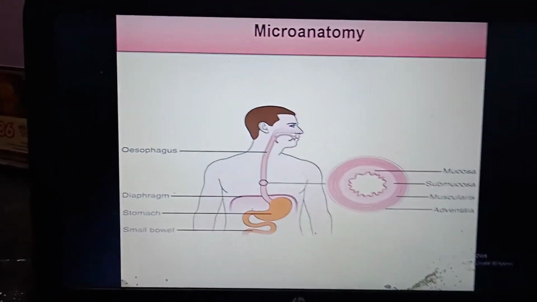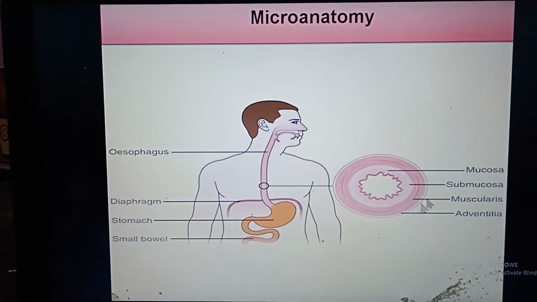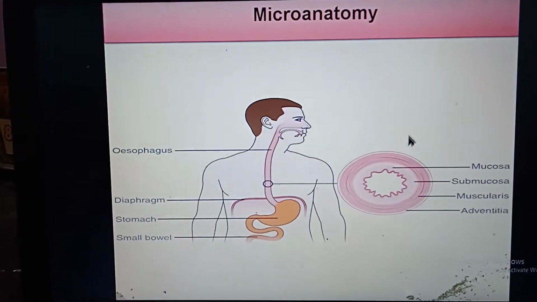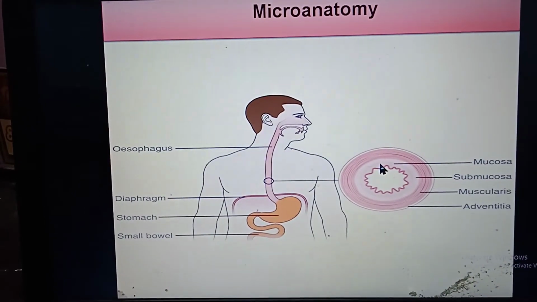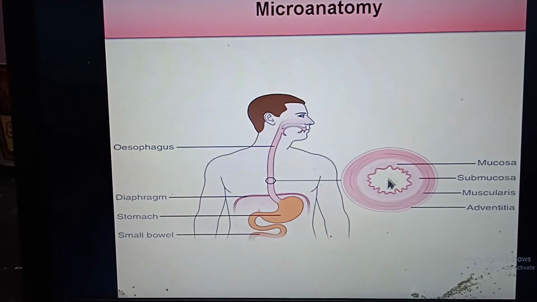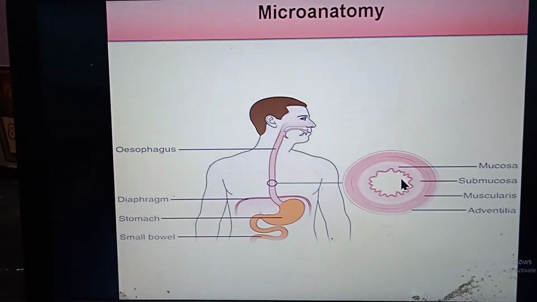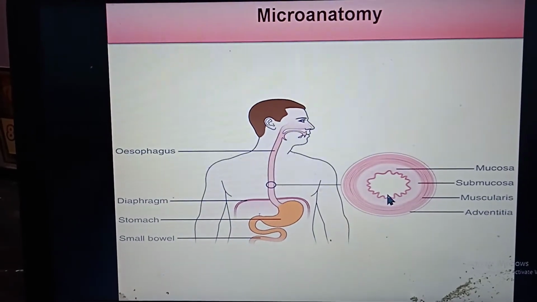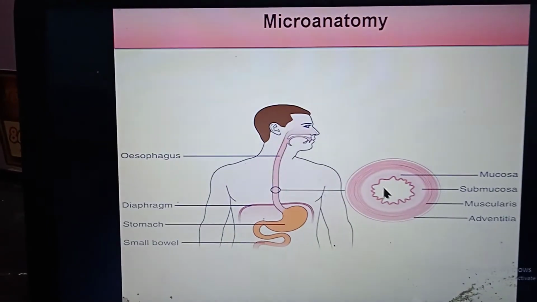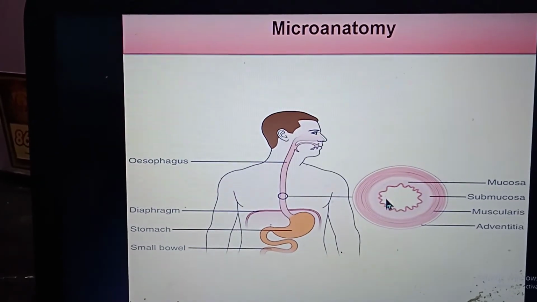Now coming to microanatomy, that is histology. We all know the histology, there is MS. From inside outward it is mucosa, then submucosa, muscularis externa, and then serosa. Mucosa again divided into epithelium, lamina propria, and muscularis mucosae. And epithelium is non-keratinized stratified squamous epithelium.